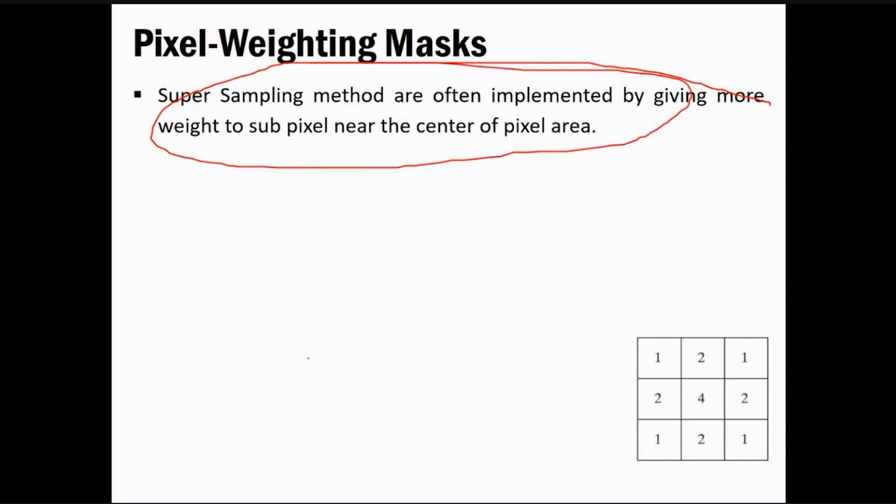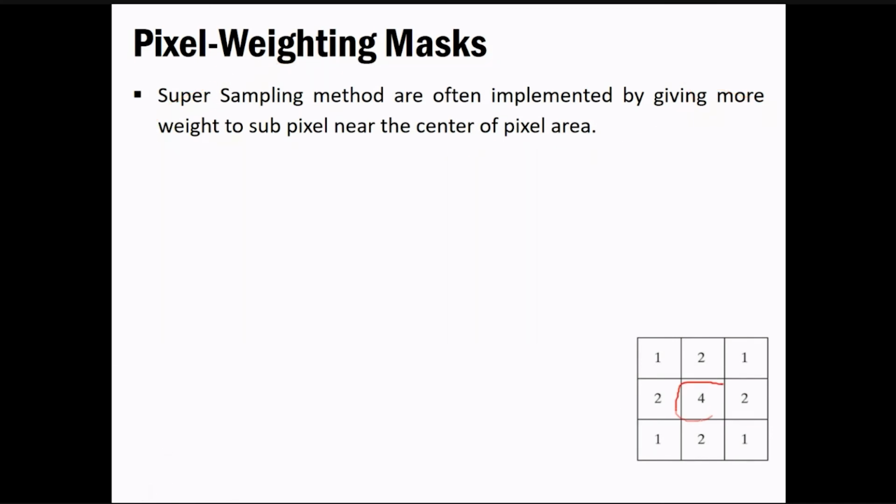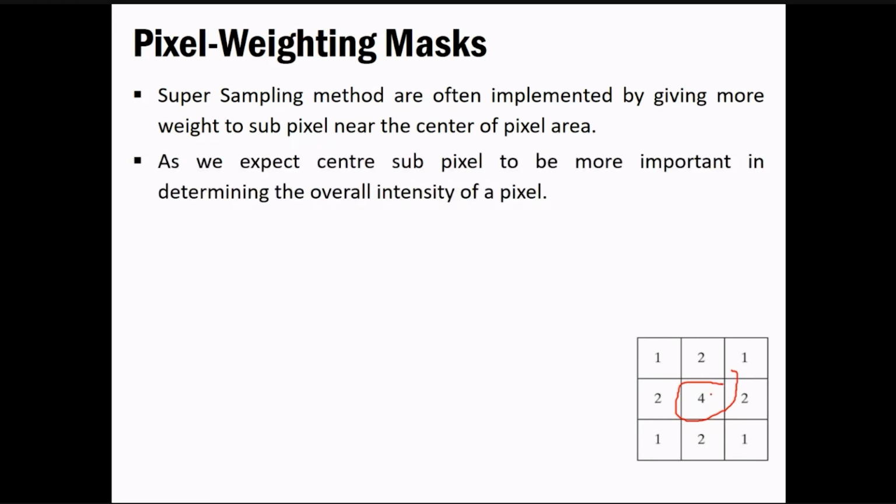Why do we need to do this? Because it is a more significant area of that pixel. That's why we are giving more weight to that center area. As we expect the centers of pixels to be more important in determining the overall intensity of a pixel, because the thing that appears in the center would be illuminated more as compared to the neighboring things, that's why we are assigning a higher value to the center pixel.